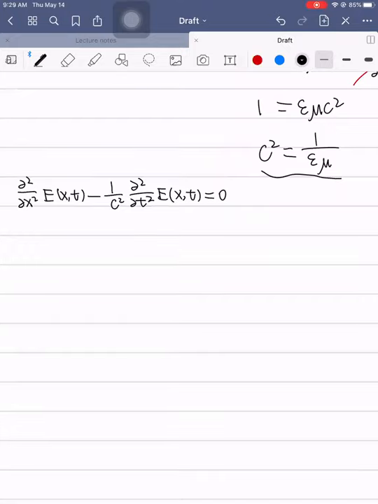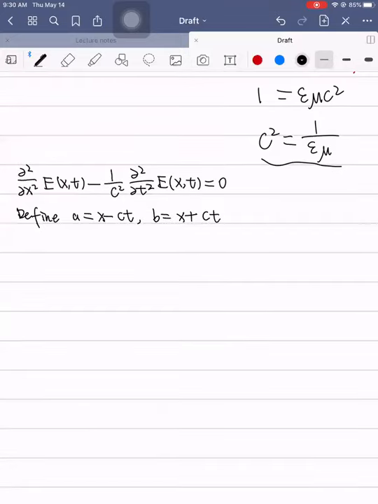Now we need to define two more new quantities. One we call A. This is just a random pick of variables. It doesn't have any meaning. A equals x plus ct. Now we calculate the partial derivative.